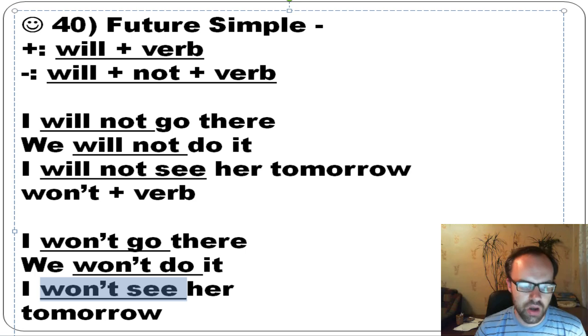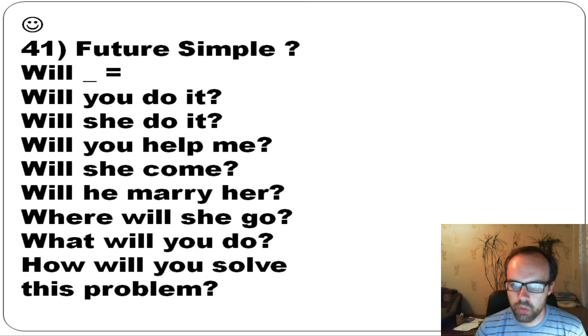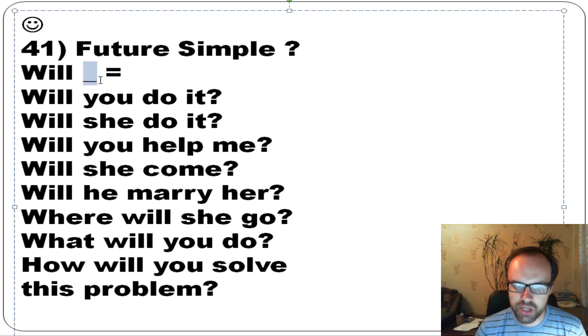Good. Well, maybe you want to ask a question. No problem. So you put will in the beginning, then you use a subject and a verb. Okay? So, will you do it? You have will in the beginning, then you have a subject and a verb. Will you do it?